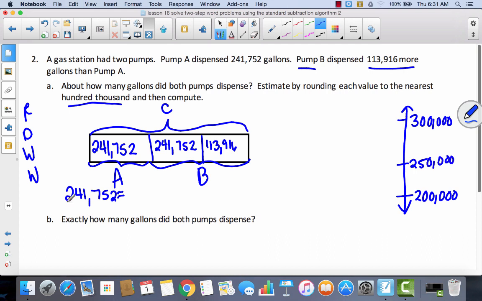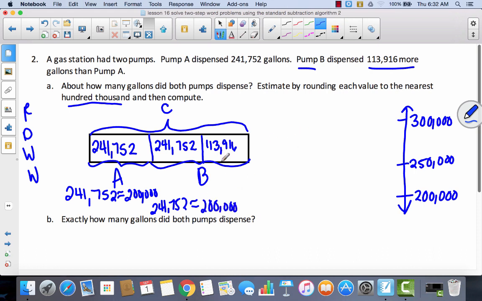So let's take a look at our number. Is this more or less than the halfway mark? Well, the 100,000s are the same. I'm going to look to the 10,000s place. Well, this has a 4 and this has a 5. So that tells me that it's closer to the bottom number, which is 200,000. So 241,000 rounds to 200,000, and then I'm going to do it again because I have that number again. I don't have to redraw my number line. I know that this rounds to 200,000.